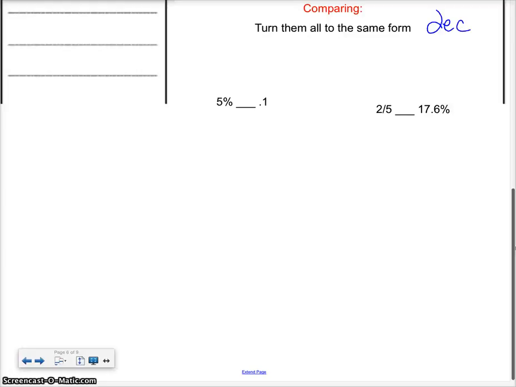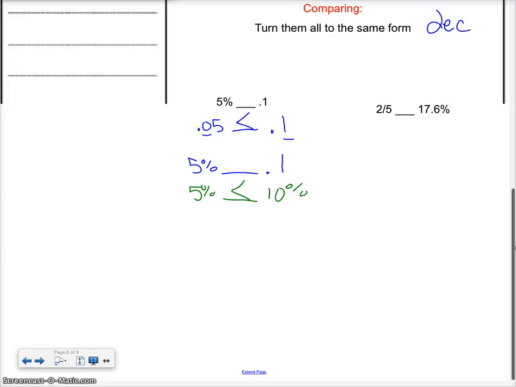5% is what to 0.1? Well, I can turn this to 0.05 is what to 0.1? You go by place value, it's smaller. Or you could say 5% is what to 0.1? You could turn your 0.1 to a percent. What percent is 0.1? 10. 5% is what to 10%? Smaller. So I don't know, maybe some of you are like, oh yeah, percent was definitely easier. It's whatever you like to do best.